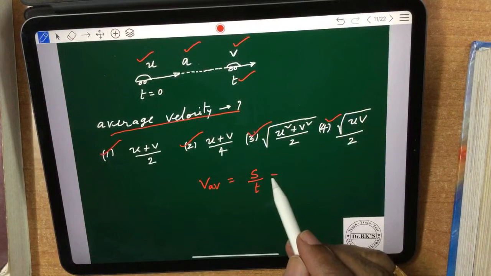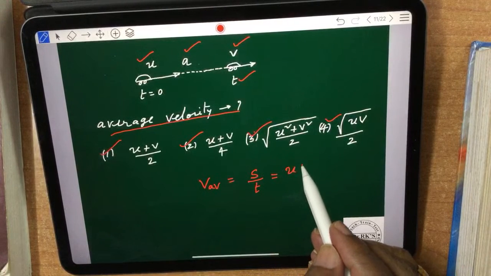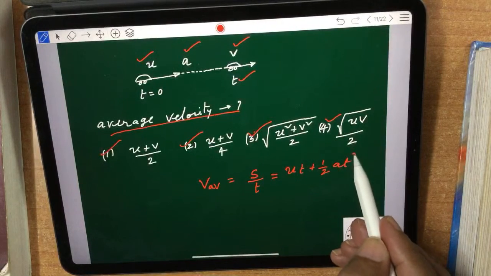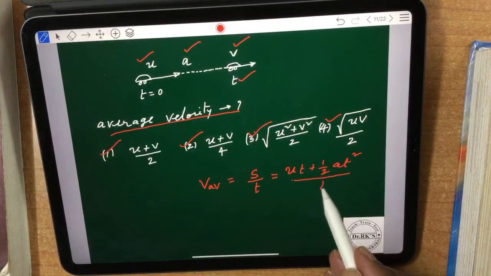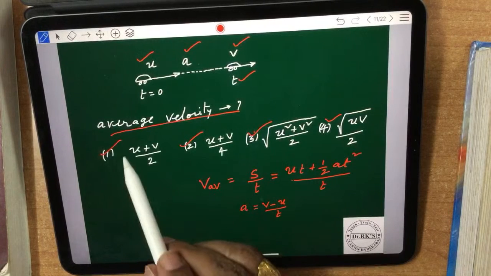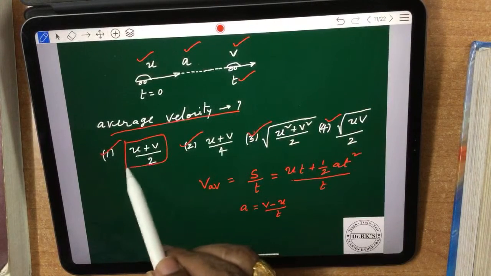Then, in place of total displacement, you write ut plus half at square by t. Because already you know that one. Then, in place of a, you write v minus u by t and simplify. So if you simplify, you will get the first option. This is the correct option. u plus v by 2.